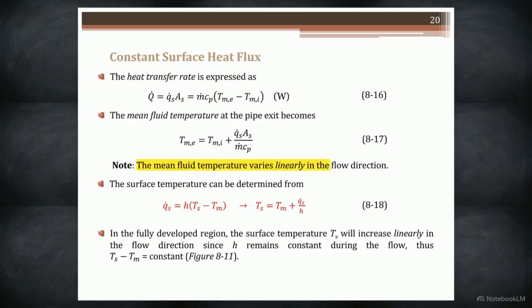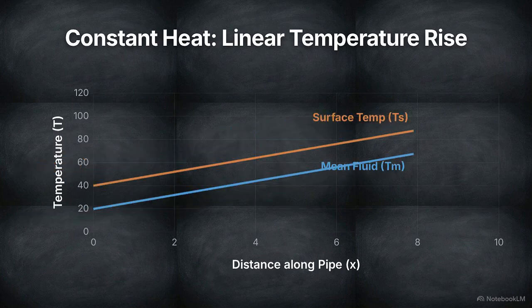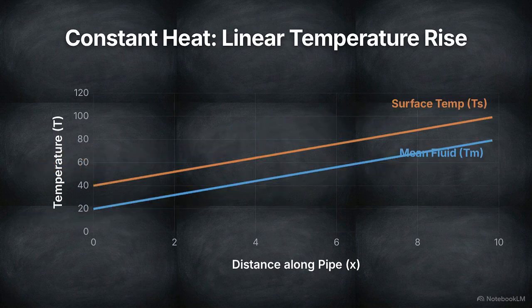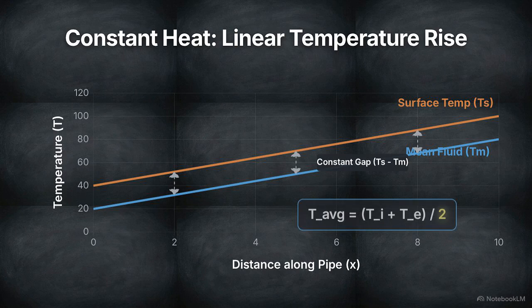Under a constant heat flux, the energy added per square meter of pipe remains uniform along the entire length of the flow. Mapping this on a graph shows a steady, predictable rise. Since the heat input is constant, both the mean fluid temperature and the surface temperature increase at a fixed rate, forming two parallel diagonal lines. Because these lines are perfectly straight, the temperature change is linear. This allows you to use standard arithmetic averages to find your values.